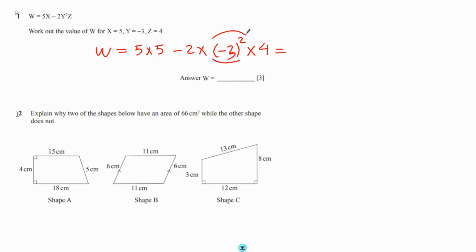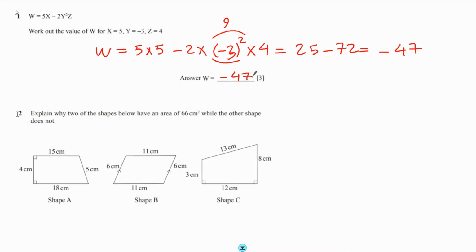So minus 3 squared would be 9. 2 times 9 is 18. 18 times 4 is 72. And on this side we have 5 times 5 is 25. So 25 minus 72, and the answer would be minus 47. So I'm just going to write the answer in here.